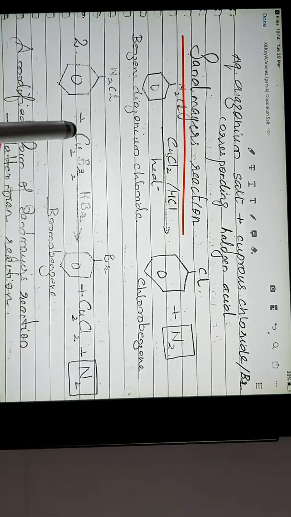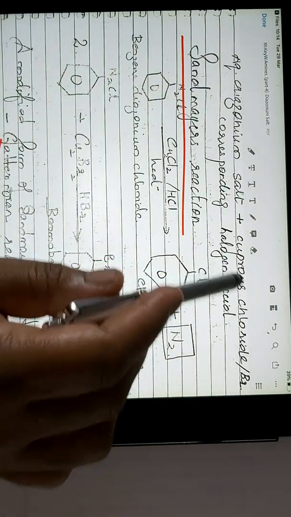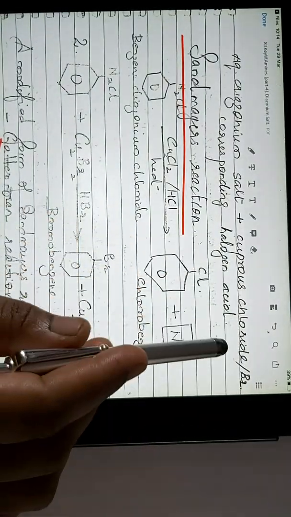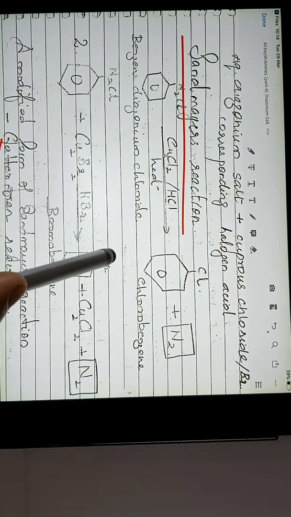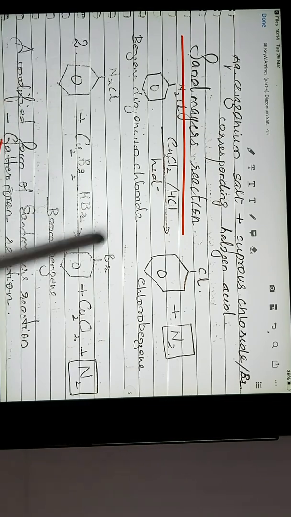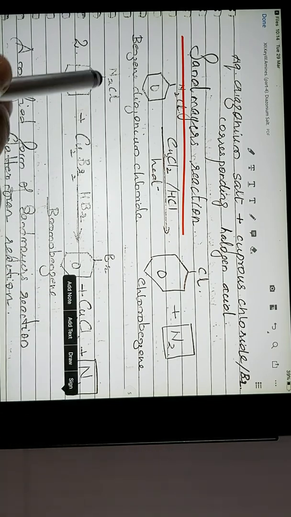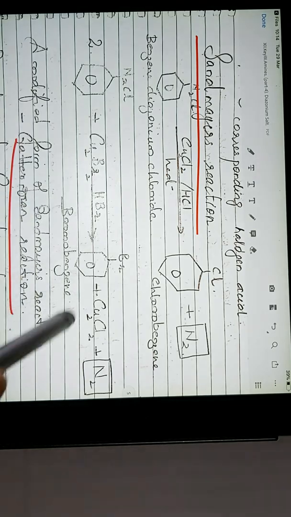Instead, if it is cuprous bromide and hydrogen bromide, we said already cuprous salt as well as halogen acid. So which do we want? We want bromine here, means we should use cuprous bromide and hydrobromic acid, right? So here the displacement takes place and we will be getting bromobenzene, release of nitrogen, and this chlorine will be removed from here in the form of cuprous chloride. So that's about the reaction, and this is the reaction that we name as Sandmeyer's reaction.